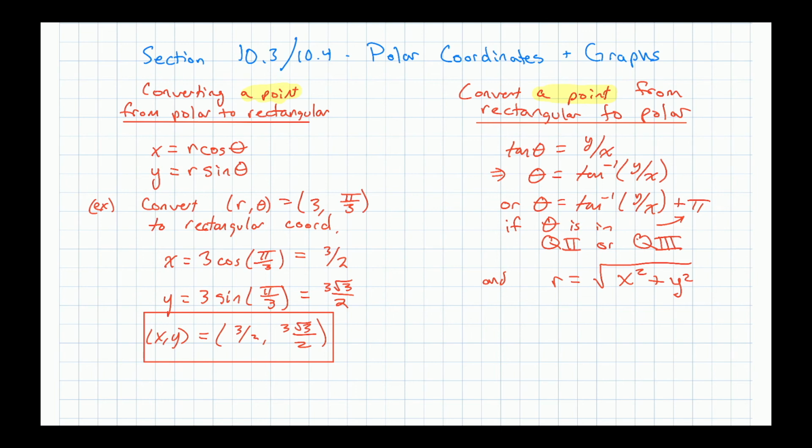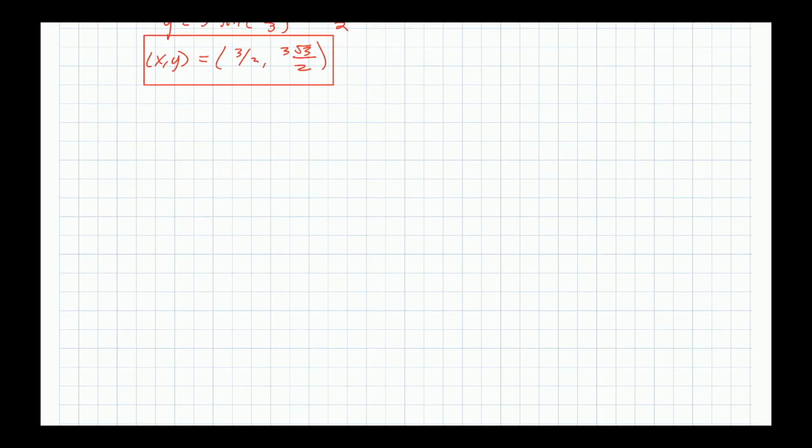Not only can you use that to convert points from one set of coordinates to the other, you can also convert entire equations from one set of coordinates to the other. So if I have something like this, let's see, what do you want to do? Convert an equation from, we'll say, rectangular to polar. Rectangular to polar, or the other way around.